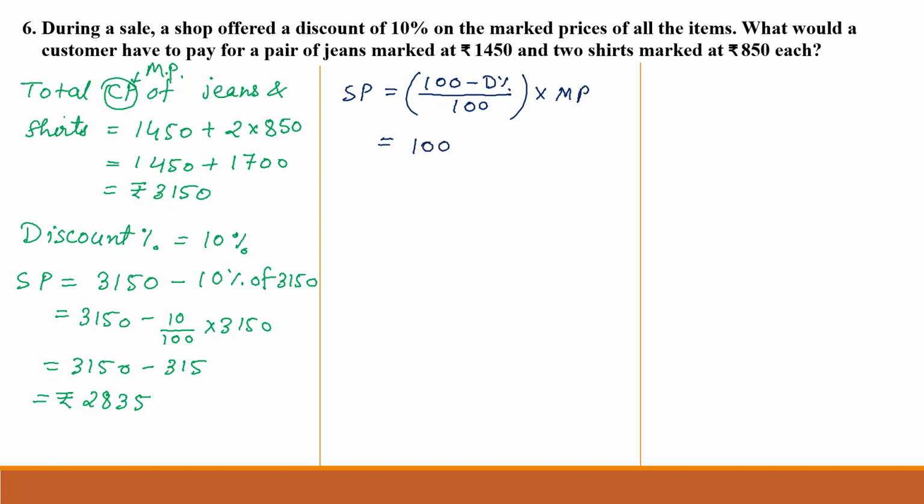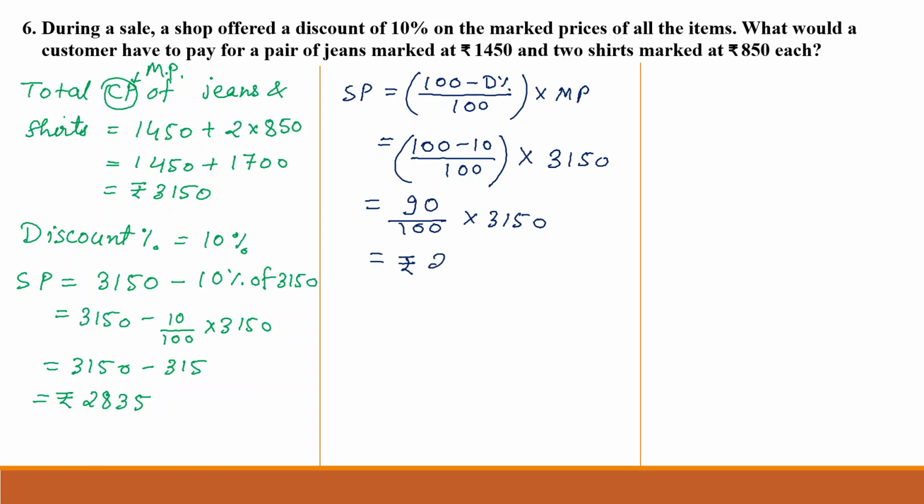So it will be (100 minus 10) by 100 multiplied by the marked price, which we have got as 3150. So it will be 90 by 100 multiplied by 3150, and when we simplify this, we get 2835. So the customer has to pay rupees 2835 for this. This is how we can solve this question, and now we will move on to one more question for today's class.